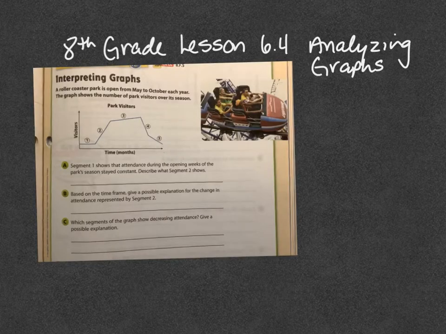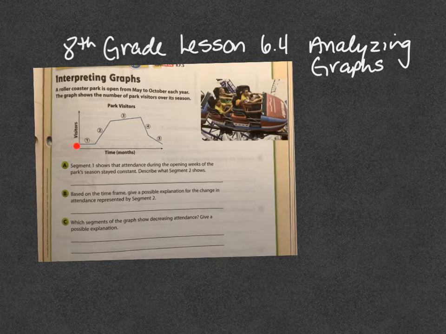So in our Explore activity, we are given this graph. Looks all way different than what we've been looking at. And a story. A roller coaster park is open from May to October each year. The graph shows the number of park visitors over its season. So what we would want to do to interpret this graph is see what's happening. This is the amount of visitors. It's always good to orient yourself with what everything represents. This is the number of visitors.